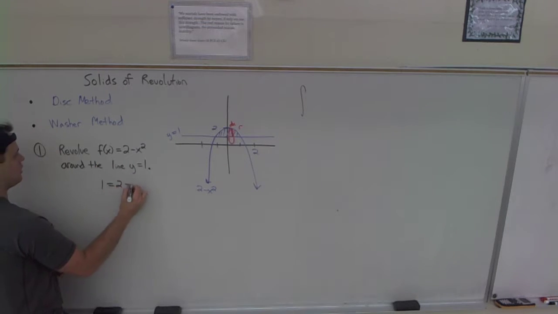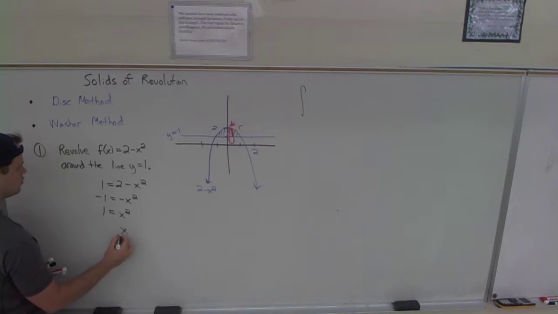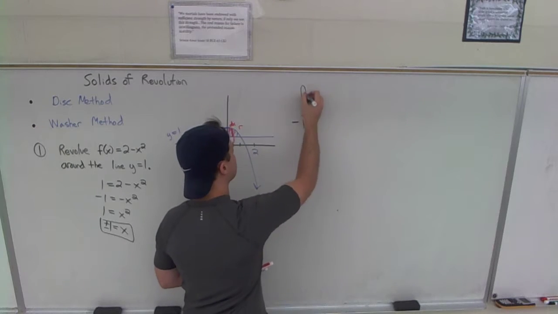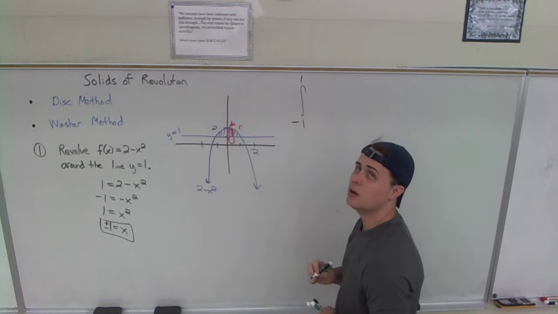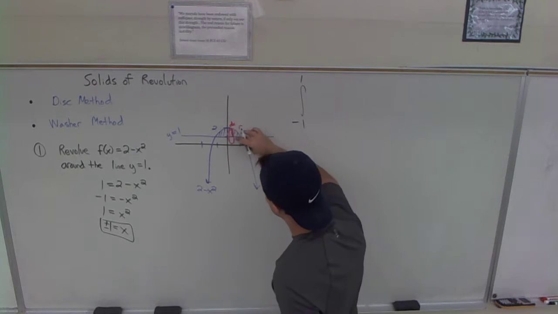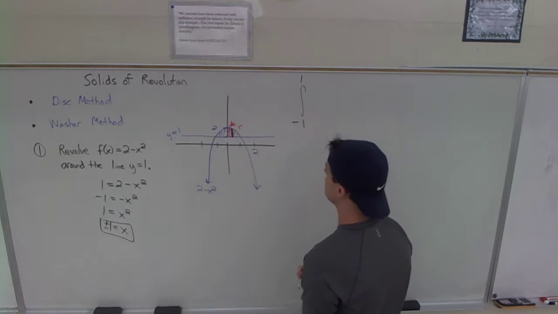So 1 equals 2 minus x squared. Solve, subtract, subtract, divide by negative 1. Square root both sides and you get plus or minus 1, just like what it looked like from our picture. So we need to integrate from negative 1 to 1, and we need to think about the radius of the disk. So the radius of the disk we said was this. Don't let this part confuse you. Right here was the radius of our disk.